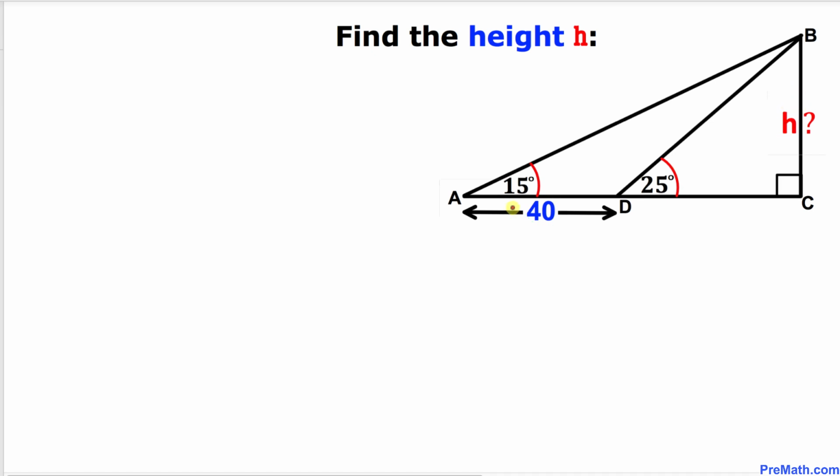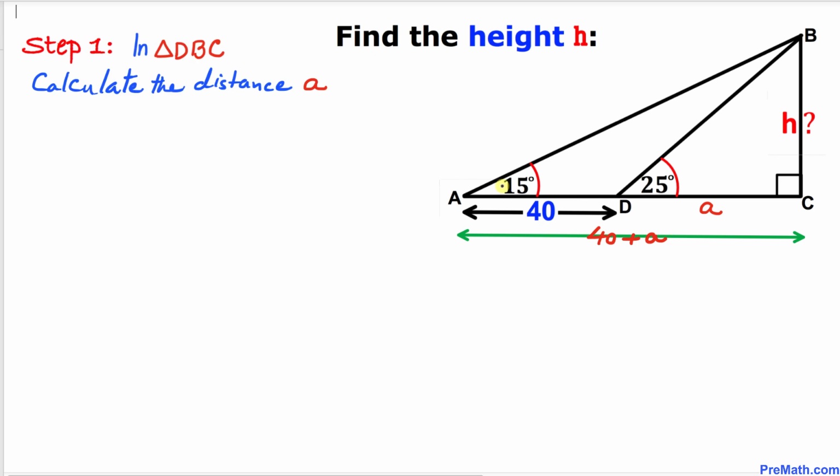So let's get started with the solution, and here's the very first thing we are going to do. Let's call this distance CD as A units, then this distance AC is going to be 40 plus A. And here's our very first step. Let's focus on this triangle DBC, as you can see in this figure, and we are going to calculate this distance A.